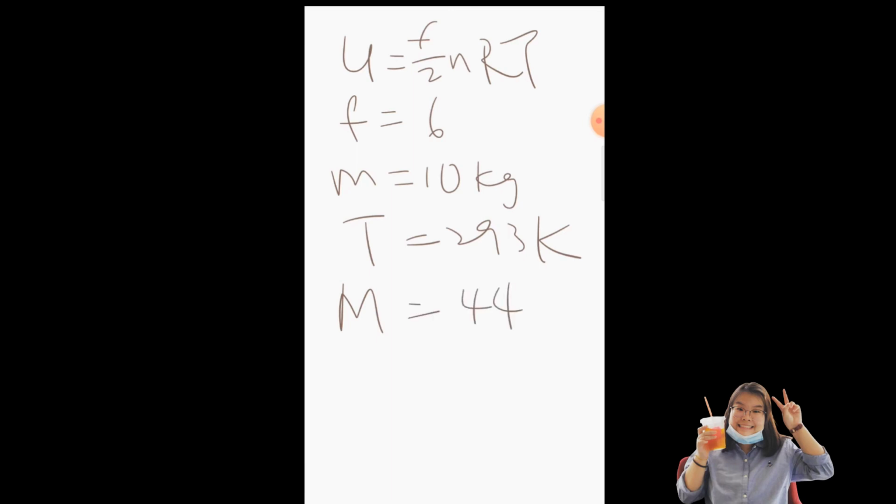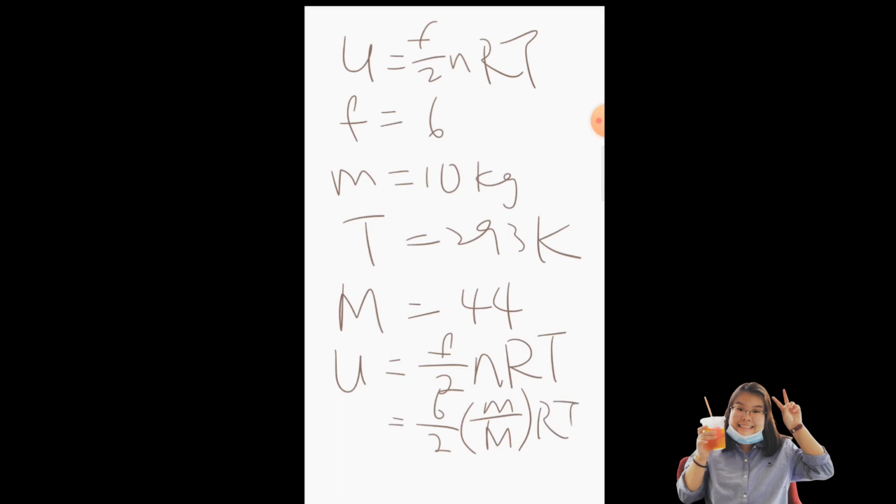Okay, so we have all this information, so eventually we can substitute into the equation. U equal to f over 2 nRT, f equal to 6 over 2, and n, the number of moles, is equal to mass over molar mass, times RT. So we can substitute.